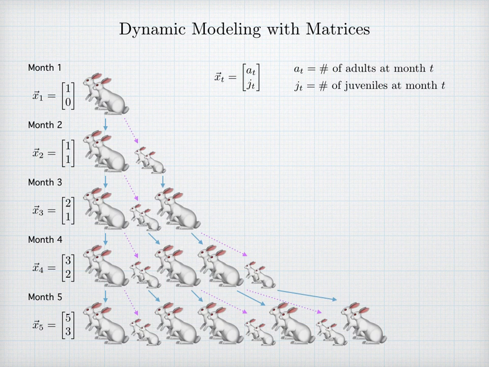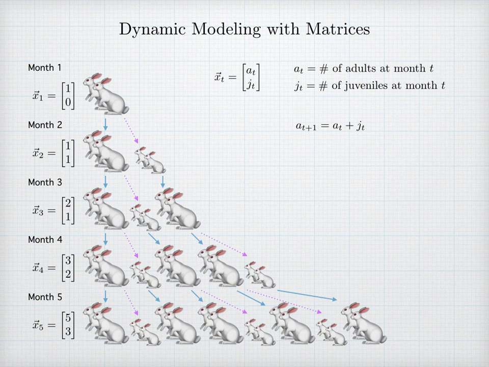From any given month, the pairs of adults in the following month will consist of those already adults, as well as the juveniles that will have matured. This gives us an equation. The number of adults in the subsequent month will equal the sum of the number of adults and juveniles in the current month. In other words, A for the next month, t plus 1, will be equal to A sub t, the number of adults in this month, plus J sub t, the number of juveniles this month.